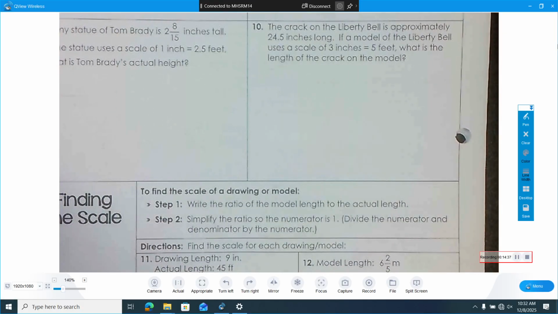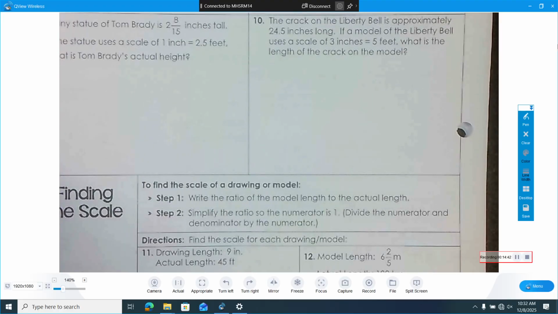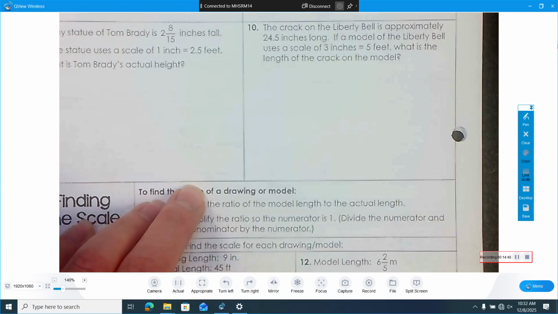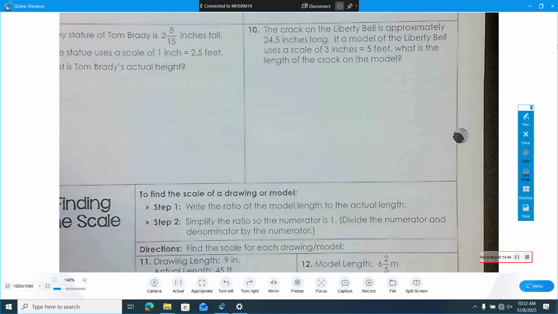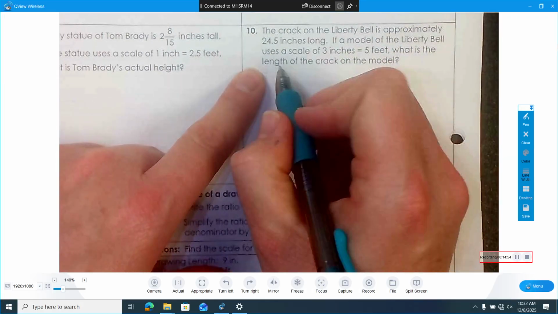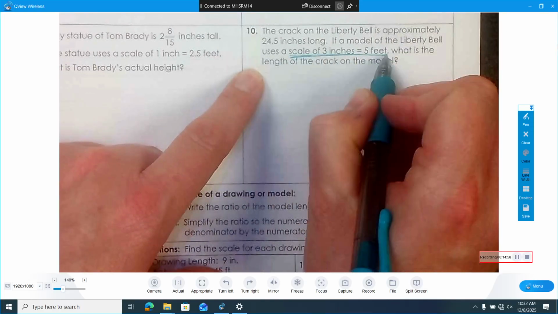We're going to look at number 10. The crack in the Liberty Bell is approximately 24.5 inches long. Is that model information or actual information? Actual information. If a model of the Liberty Bell uses a scale of 3 inches equals 5 feet.